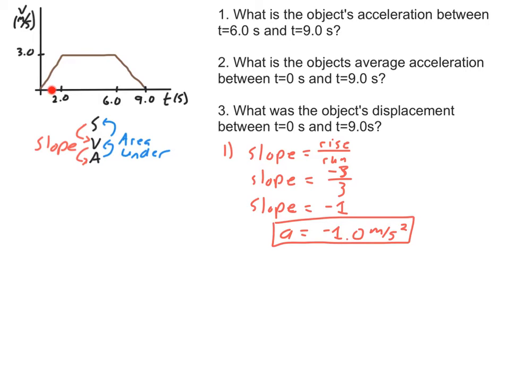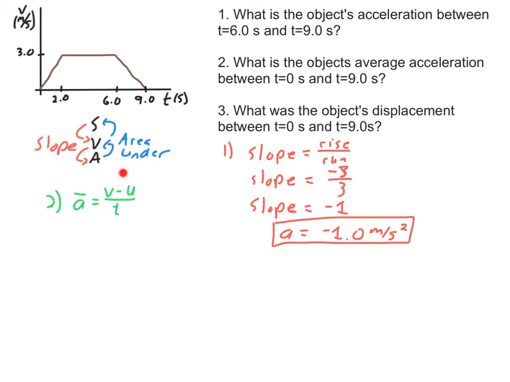But check this out. Each piece goes for a different amount of time, meaning that you would have to weight the averages for how long that acceleration occurred. And that sounds pretty bad to me. Remember that average acceleration, or average anything, is going to be total something divided by total of the other. So average acceleration is the total change in velocity, or the final velocity minus the initial velocity, divided by the total time, 9 seconds.